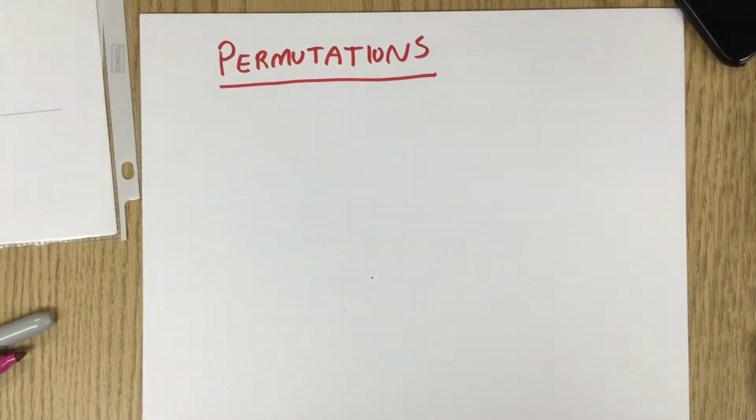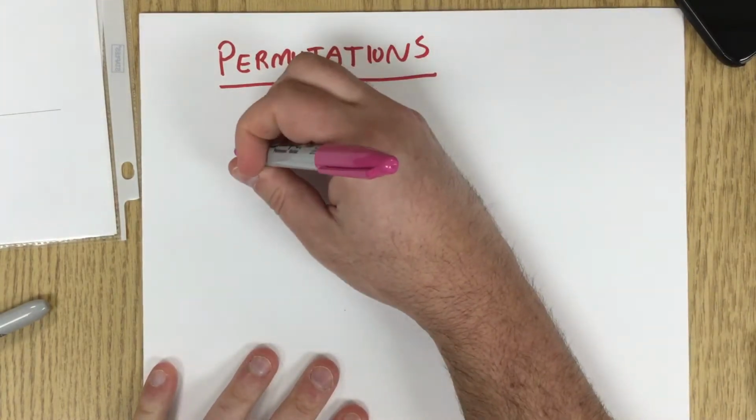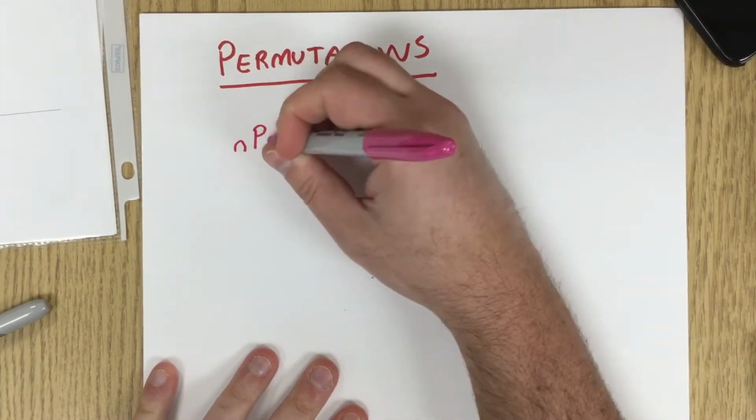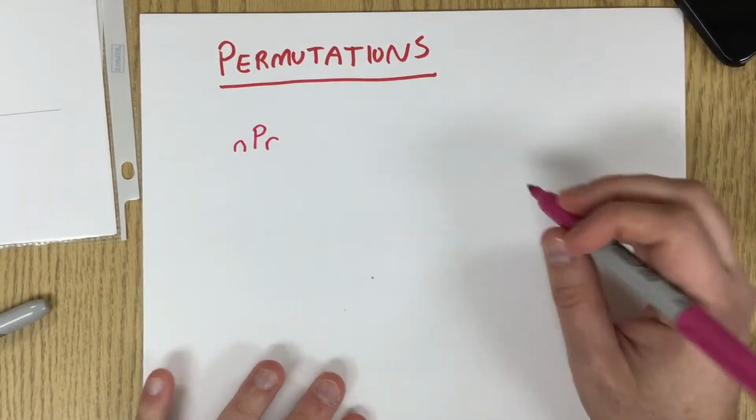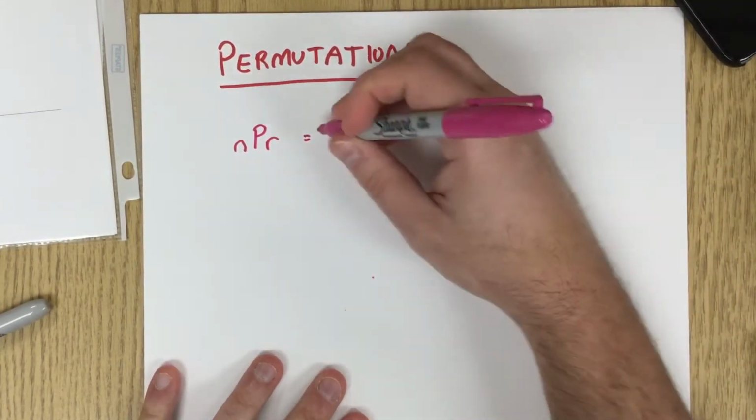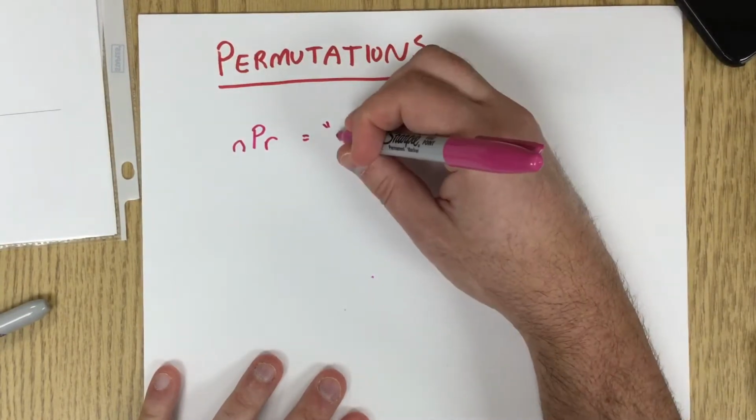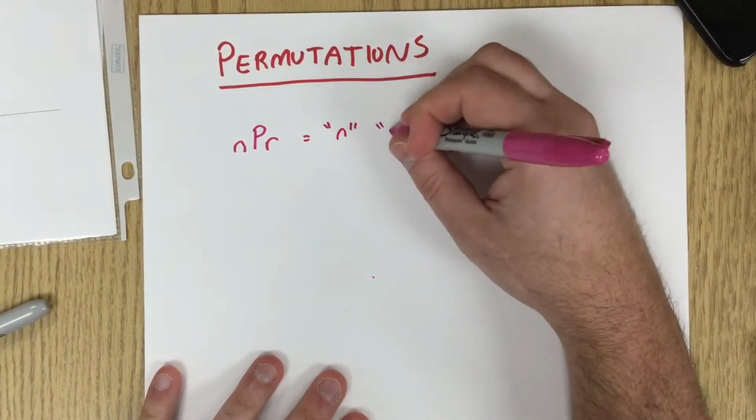Now we're going to discuss permutations. First I'm going to give the symbol. The symbol is going to be a little n, a big P, and a little r. So it's nPr, that's how we write a permutation. The way it's pronounced is kind of what I just said: nPr.